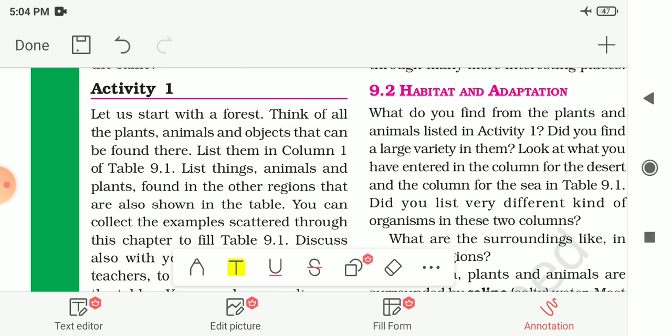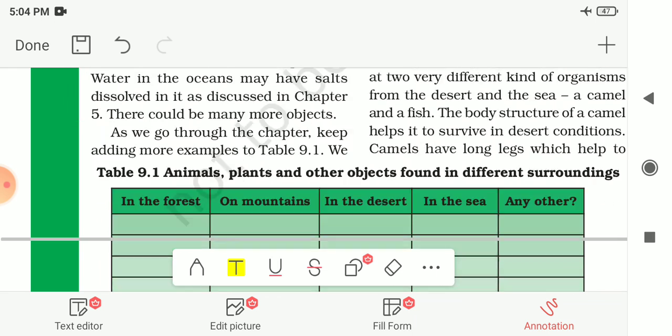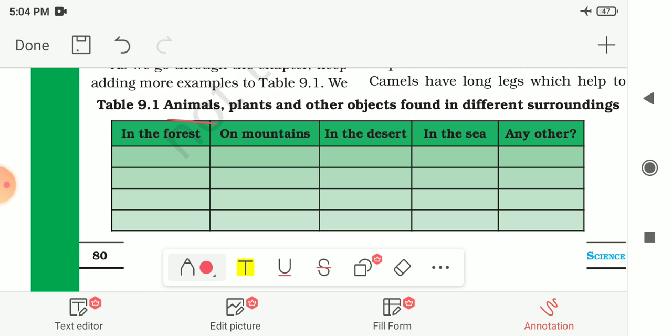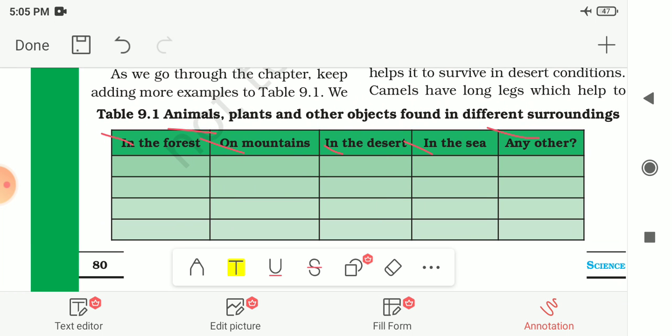For that, let us start with the forest. You might have visited a forest. Now think of all the plants, animals and objects that can be found in the forest, and then list them in column 1 of table 9.1. Here one table is given to you, table 9.1. You have to write the names of the animals, plants and other objects which are found in the different surroundings, like in the forest, on the mountains, in the deserts, and in the sea. If you have visited other places, then you can write your observations about those places in the last column.